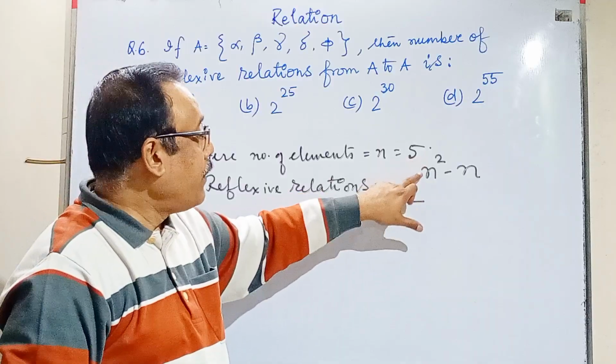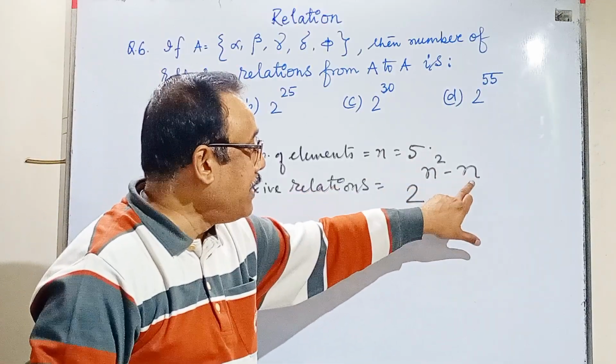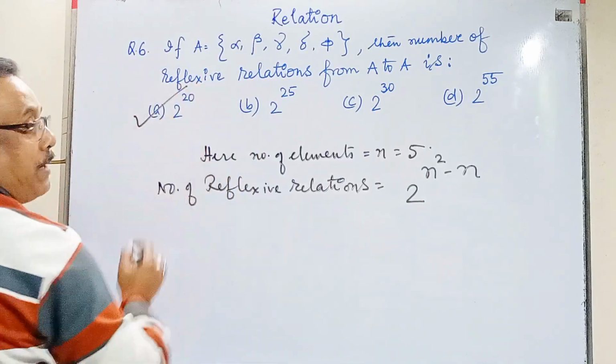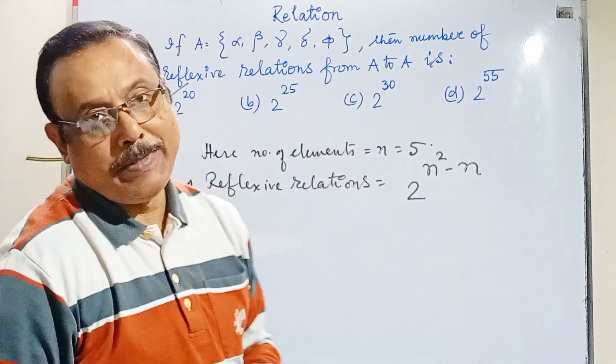So 2 to the power 5 square minus n. 5 square is 25, 25 minus n, n is 5. So 25 minus 5, that is 20. 2 to the power 20. So A is my choice. Hope you have followed. We'll go to the next question.